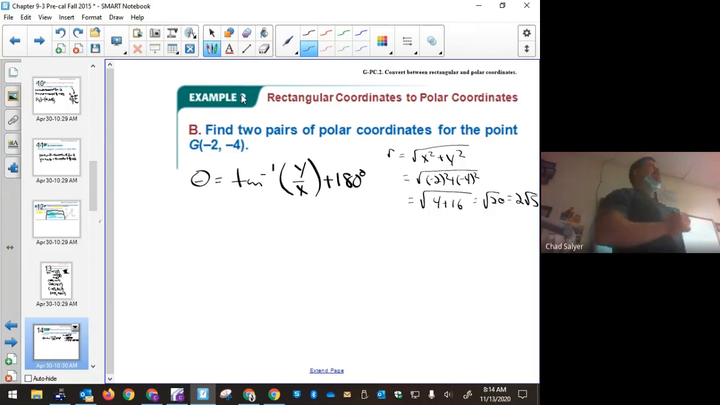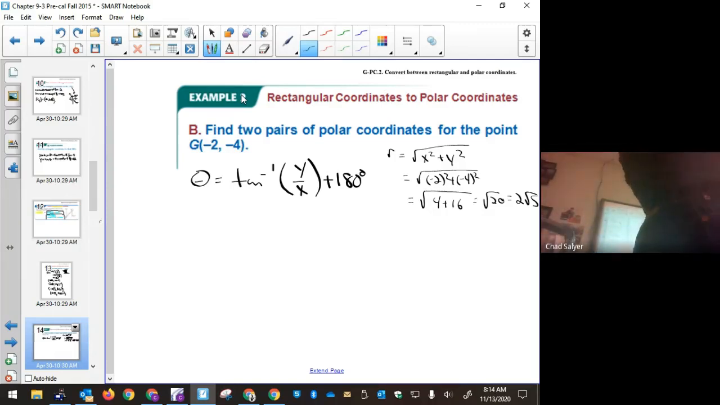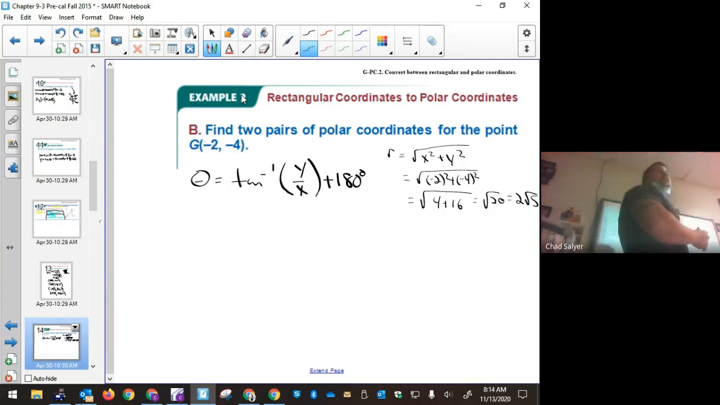We're going to confine ourselves to degrees basically with this, because when you use the tangent inverse function on your calculator, it's good to always have it in degrees. The radians just don't make sense.